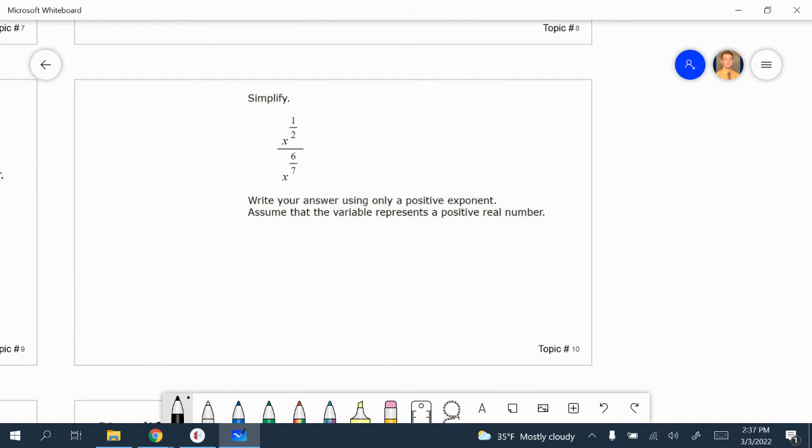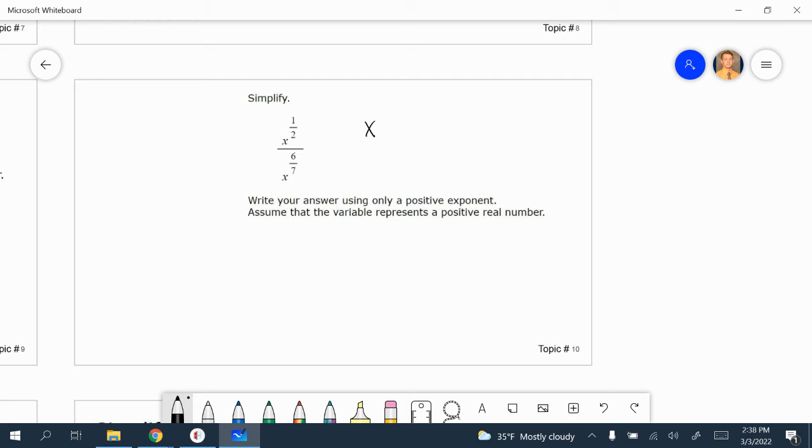Topic number 10. Now we are dividing with common bases. That means we're going to subtract our exponents. And I'm going to grab a calculator quick. And what we're going to have to do here is subtract 1/2 minus 6/7. So 1/2, subtracting. We're subtracting exponents because we're dividing these common bases. So minus 6 over 7. That's negative 5/14.